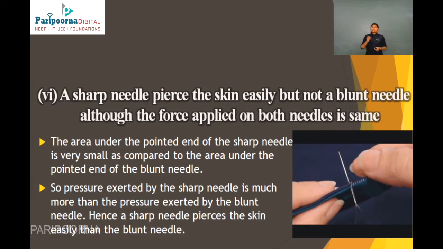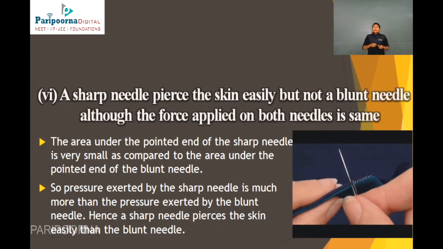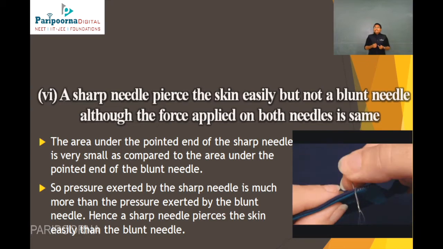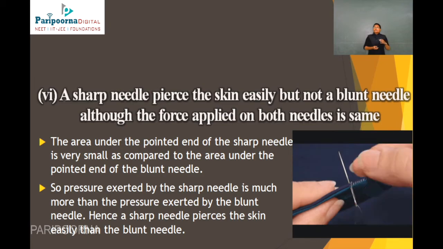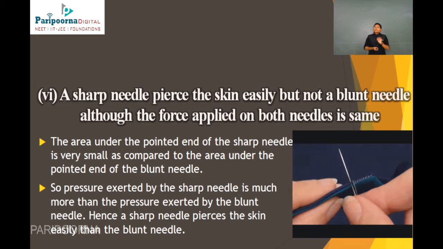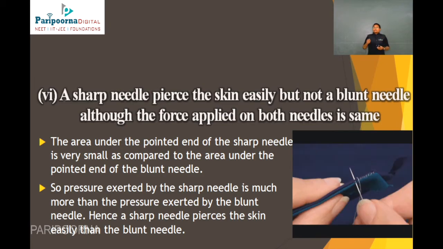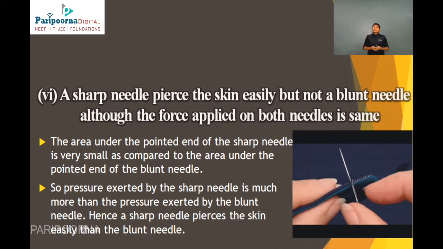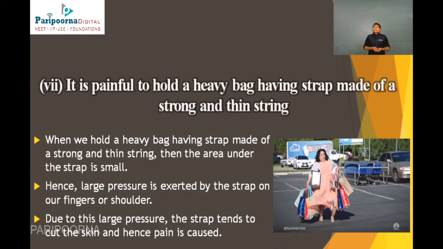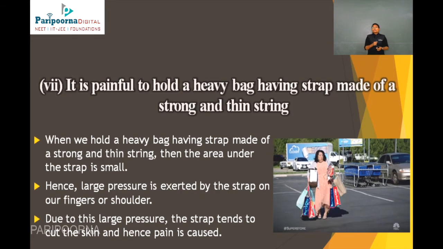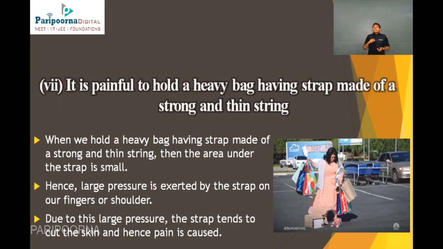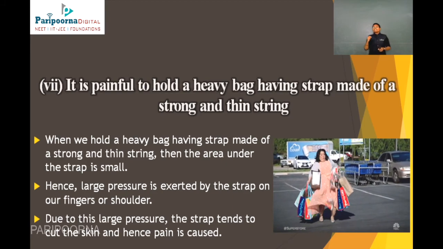Here comes a sharp needle pierces the skin easily but not the blunt needle. Why is it so? The area under the pointed end of the sharp needle is very small as compared to the blunt needle. So the pressure exerted by the sharp needle is much more than the pressure exerted by the blunt needle. Here comes another practical application: it is very painful to hold a heavy bag having a strap made of a strong and thin strip.